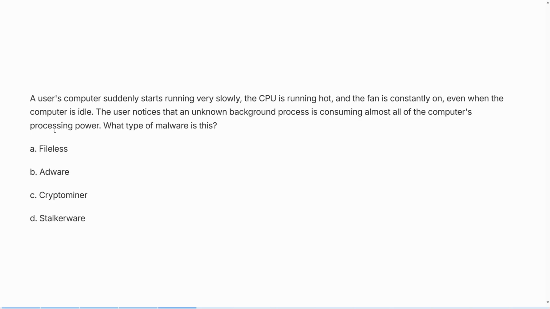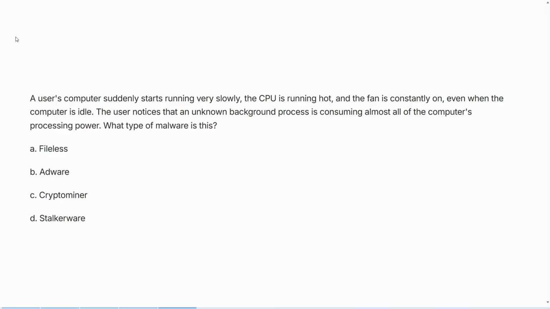Now, moving on to the next question, which reads, a user's computer suddenly starts running very slowly. The CPU is running hot and the fan is constantly on, even when the computer is idle. The user notices an unknown background process is consuming almost all of the computer's processing power. What type of malware is this? Is it likely A, fileless, B, adware, C, crypto miner, or D, stalkerware?